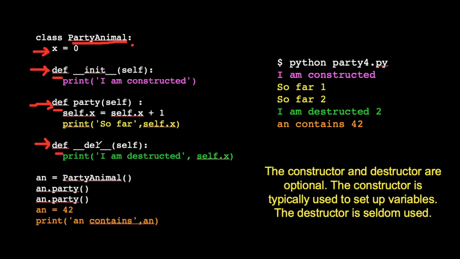So let's take a look at the very first one. So constructor. In C++ and Java, the constructor name is the name of the class, PartyAnimal. But in Python, they use underscore underscore init. This is an internal method. So sometimes people say a constructor is not a method. Some people do say that it is a method.